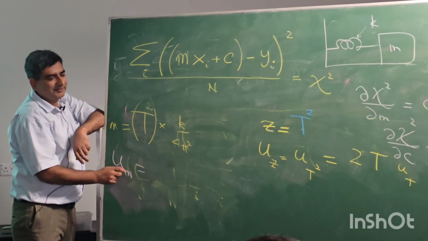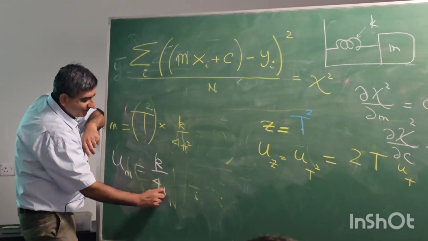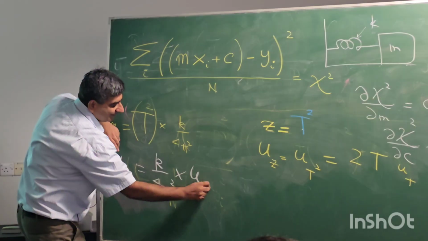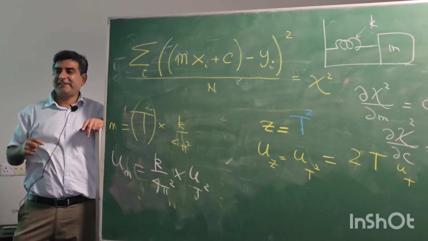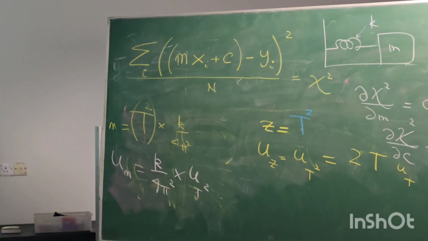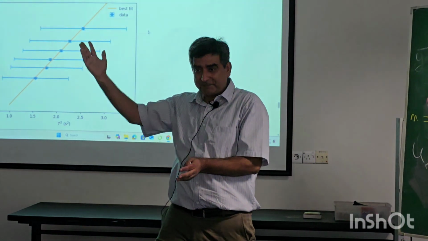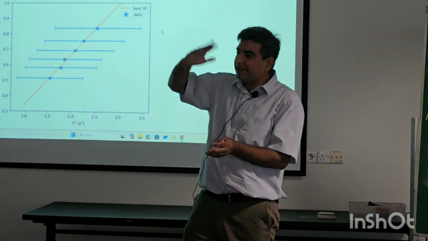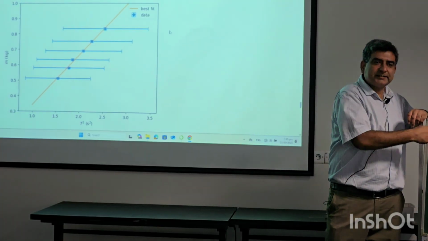how can I calculate that? I take the derivative of this with respect to T square, which is k over 4 pi square, multiply this with the uncertainty in T square. This will give me the uncertainty in m due to the uncertainty in T square. Remember that my m depends upon T square. So any uncertainty in T square will map onto m, the uncertainty in m. It will bleed through from the independent axis to the dependent axis. If this is uncertain, this must be uncertain.